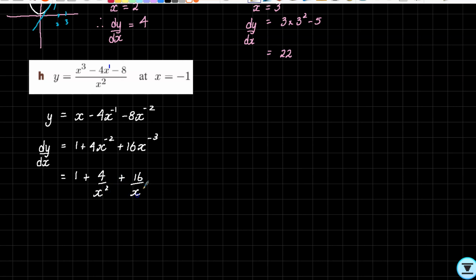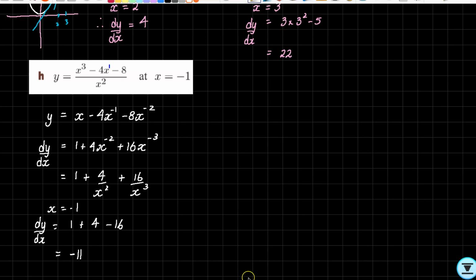And now when I substitute in for x equals minus 1, okay, we end up with dy by dx. 1 plus, now minus 1 squared is still 1, so 4 divided by 1 is 4. And minus 1 cubed is minus 1. 16 divided by minus 1 is minus 16. Okay, so 5 take minus 16, we get minus 11.